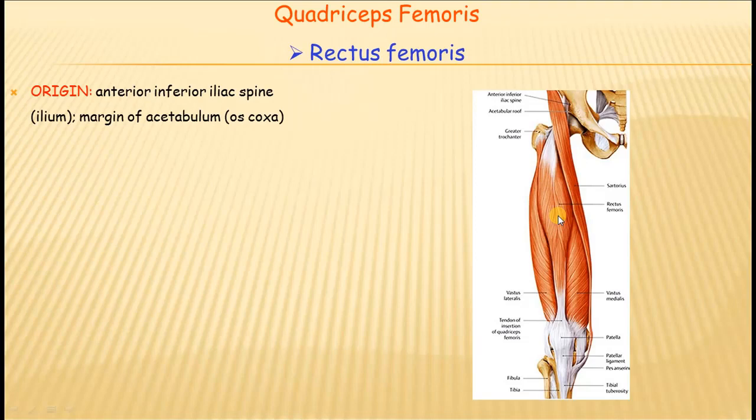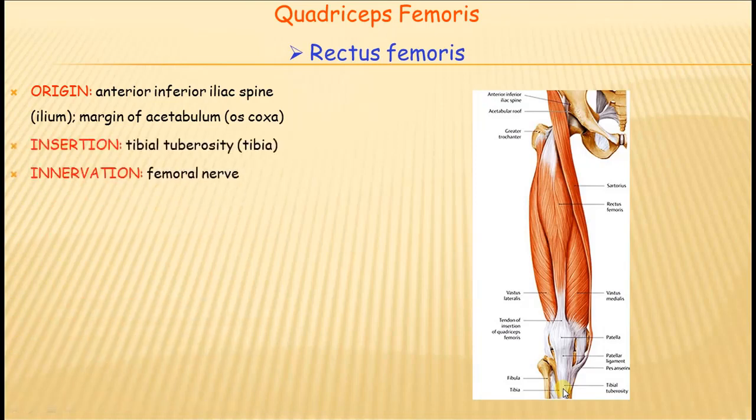And finally, the flattened tendon is inserted into the base of the patella. Some fibers cross the patella and are continuous with the ligamentum patellae, through which it gets inserted into the tibial tuberosity. It is supplied by the femoral nerve, and the main action is that it extends the knee and flexes the thigh. So most of the muscles you see in the extensor compartment are extensors of the knee, but the rectus femoris is also a flexor of the thigh.